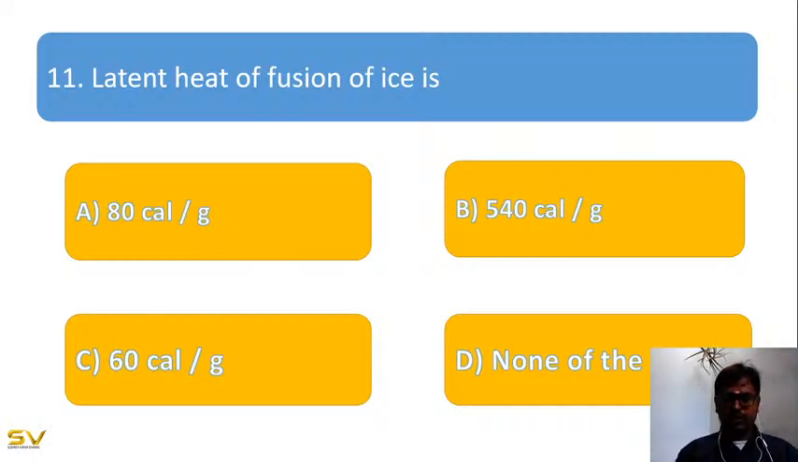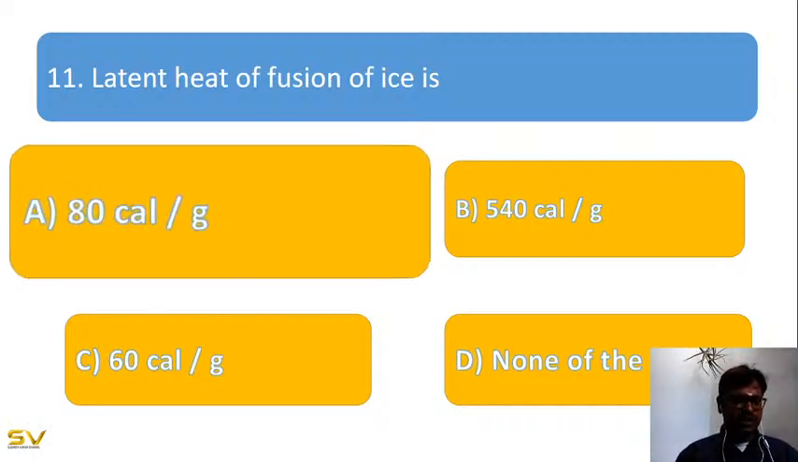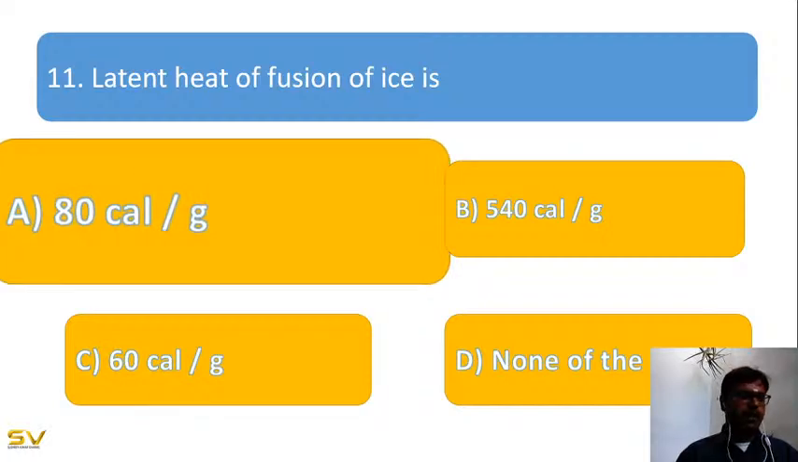Now I'm revealing the answer. It's option A, 80 calories per gram. A is the correct answer. Congratulations to those who have answered it. Now coming to the next question.